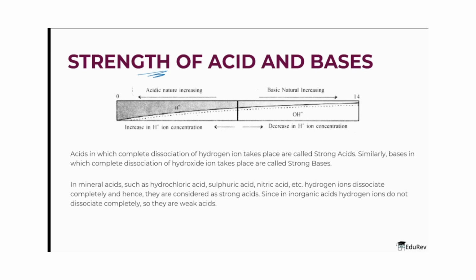Now acids in which complete dissociation of hydrogen ion takes place, they are called what? Strong acids. Obviously, whenever I have an acid and complete dissociation of hydrogen ion takes place, those are my strong acids. We studied in the last lecture what are strong and what are weak acids. Similarly, bases in which complete dissociation of hydroxide ion takes place are termed my strong bases. So we have strong bases and strong acids, and we have weak bases and weak acids.